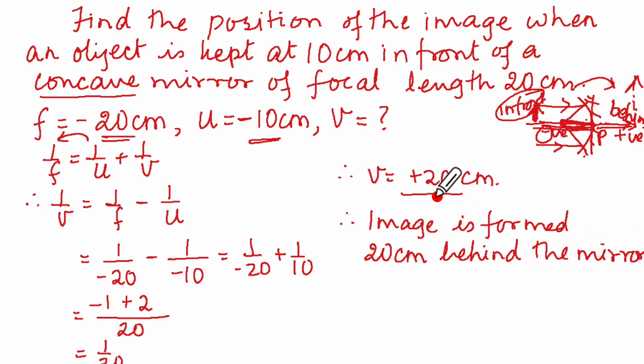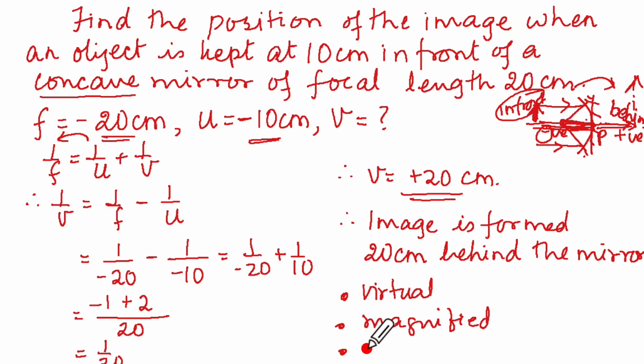Now from this you can even write the characteristics. What would be the characteristic of the image? Number 1, it will be virtual. Number 2, it will be magnified. Number 3, it will be upright. And number 4, it will be behind the mirror. Okay, so I hope you have understood the basic concept of sign convention of the spherical mirror.